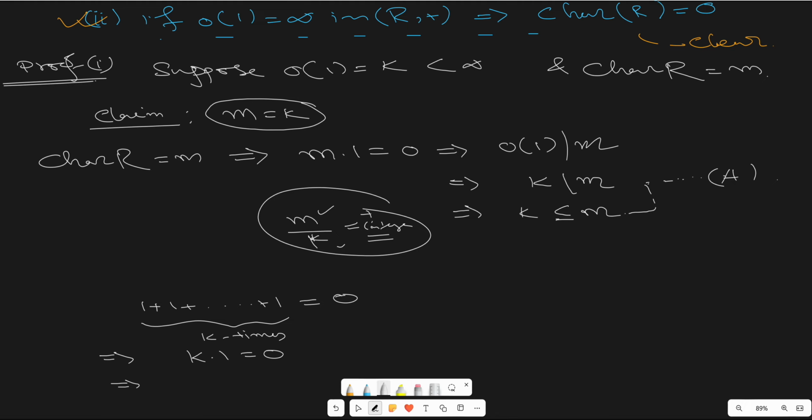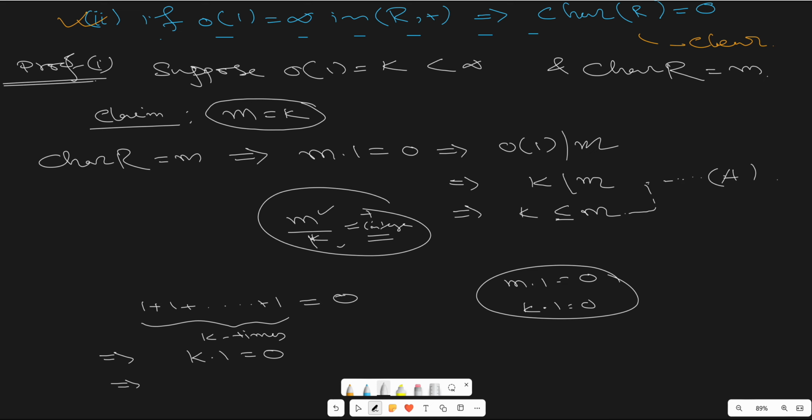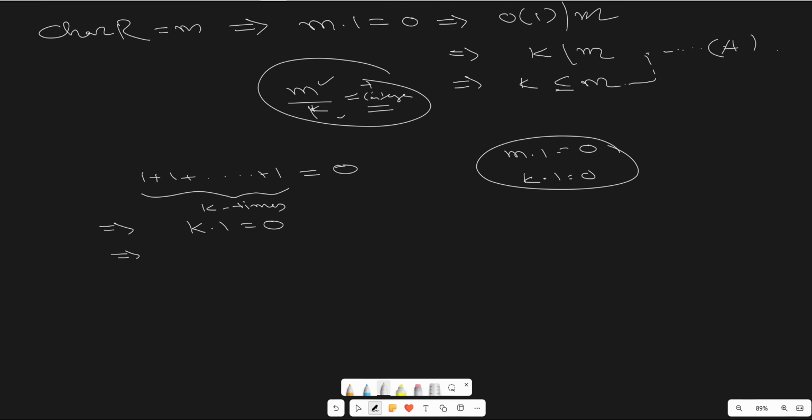What does it mean if k dot 1 is 0? See, m is the smallest positive integer for which m dot 1 is 0. But we are getting another k which is less than m, and still k dot 1 is 0. This means that m is less than or equal to k, since m is the smallest natural number. That means the characteristic of the ring R is m.